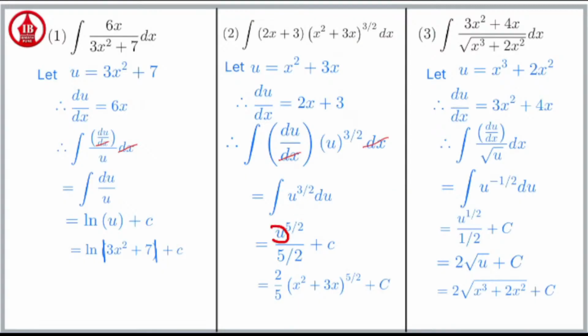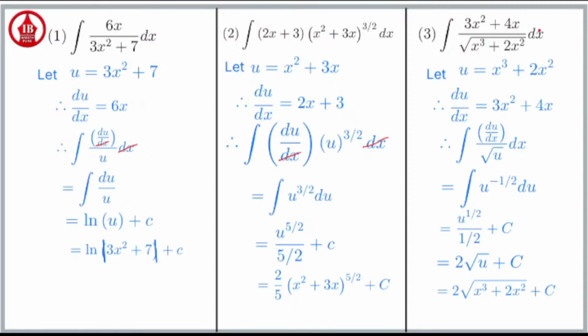In this answer, replace u by the value of u. So 2 by 5, 5 by 2 will become 2 by 5, and u will be x square plus 3x, power will be 5 by 2 plus c as it is, where c is constant of integration.